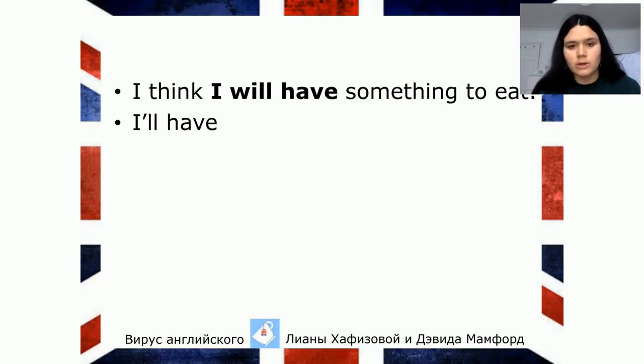I think I'll have something to eat. Here we're using future simple, not anything else, because we're using I think. So when you make predictions about the future, saying I think or I don't think, you need to use future simple. Does it make sense? I think it will rain tomorrow. I don't think it will rain tomorrow. Because you're using I think, among all possible future tense options, the best one is will.